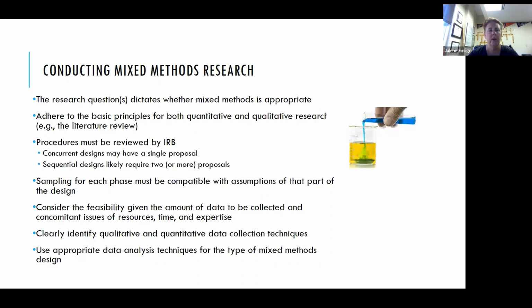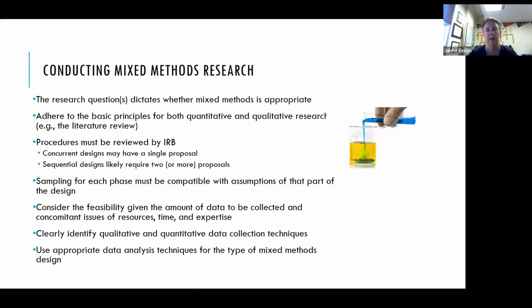I put a bullet here about feasibility. Sometimes this isn't always feasible. So for example, in your action research, you have such a limited time to collect data that it may not be feasible to do one method of data collection, analyze those results, and then do another type of data collection because there's just not enough time. So given the time and the resources, that's what I mean by feasibility.